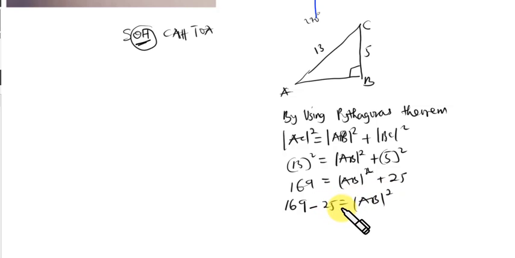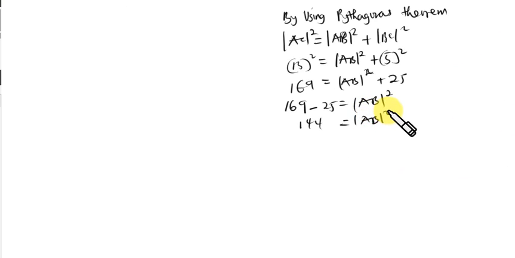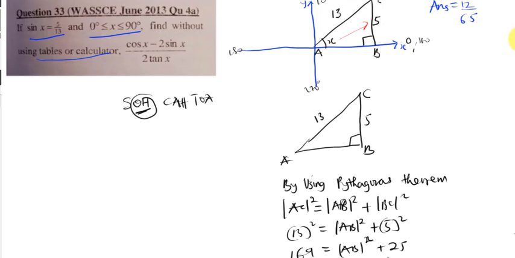When we subtract this from that, we get 144. So AB squared is equal to this. And to find the length of AB, we need to take the square root of both sides, so that we get the length of AB to be 12. So we have 12 units. Let me add this because we don't know whether it is centimeters or meters or whatever. So here is 12.